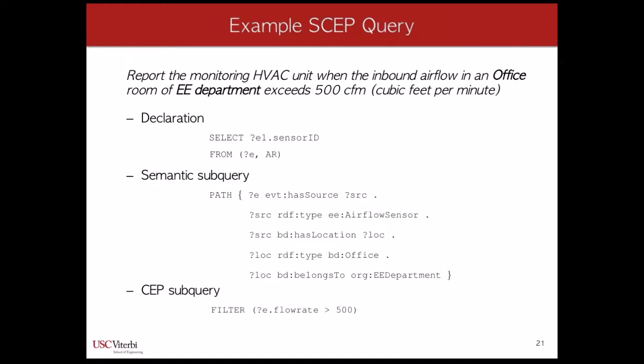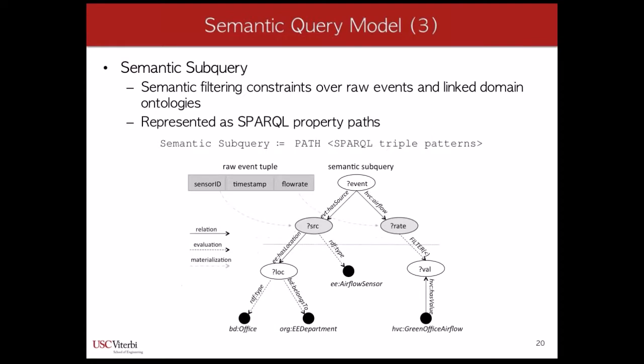When do the domain-specific annotations get added to the raw event? Is that done in a post-processing step, or is that done as the events are ingested into the system? It's done at runtime when the events are injected into the system.